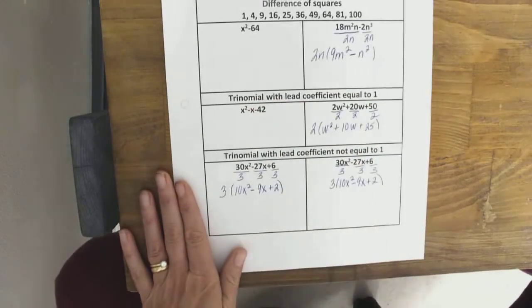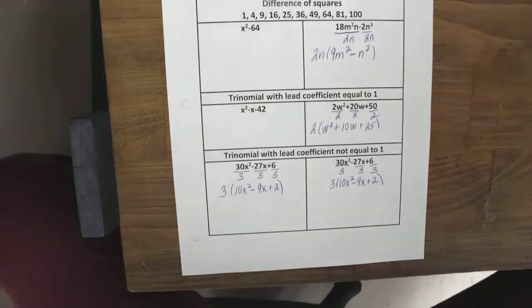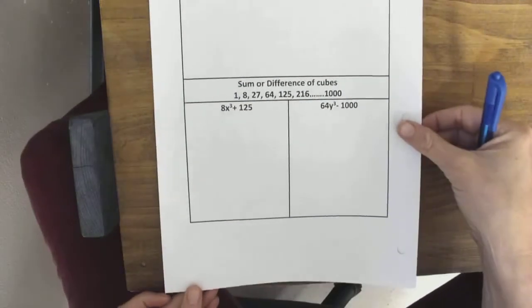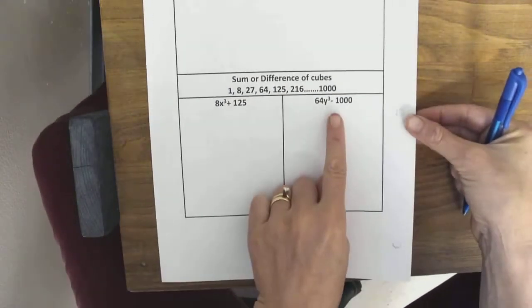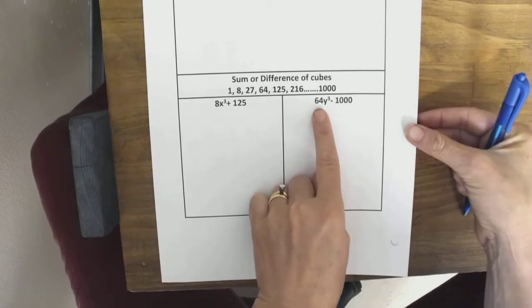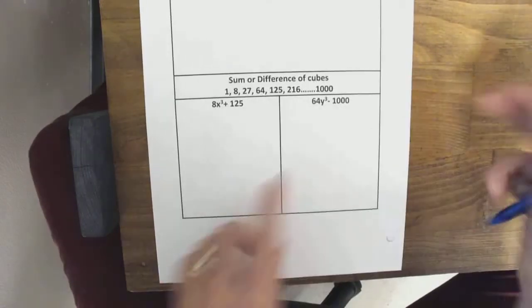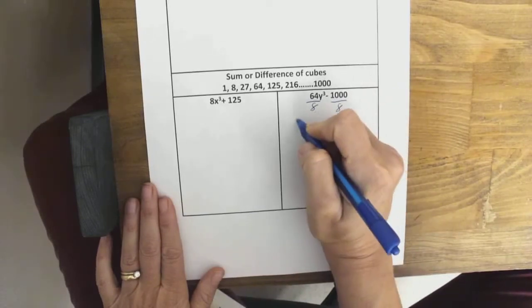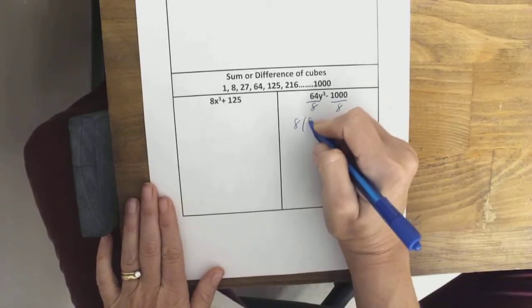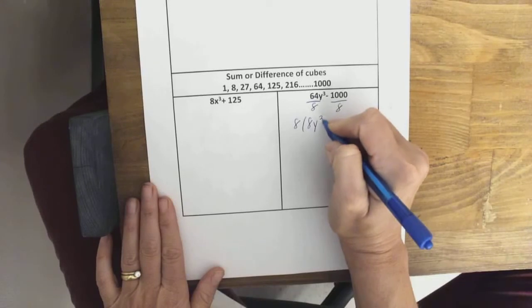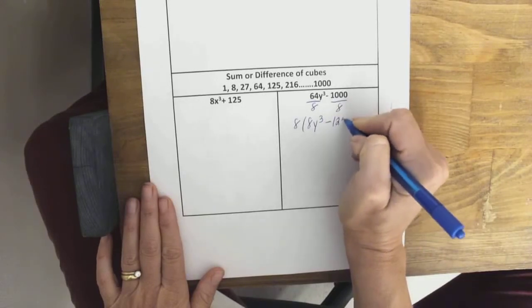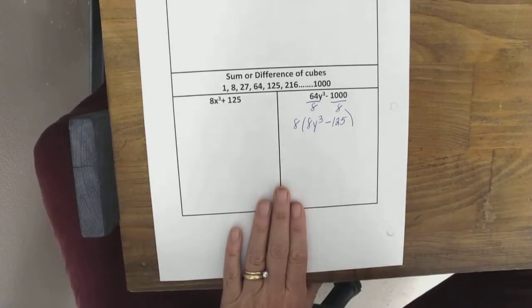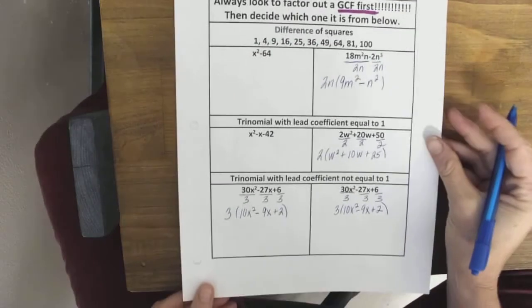So on the front 6, all I did so far was take out GCFs because I always do that first. I'm going to actually flip it over and look at this problem back here. A number that goes into both 64 and 1,000 is 8. If I divide an 8 into each of those, I would get 8y cubed minus 125.